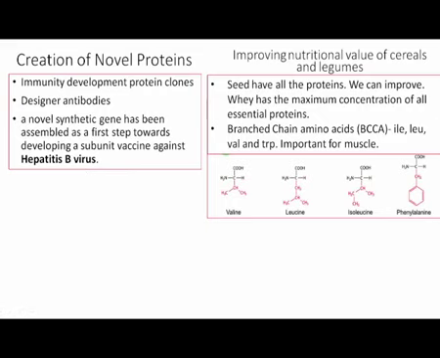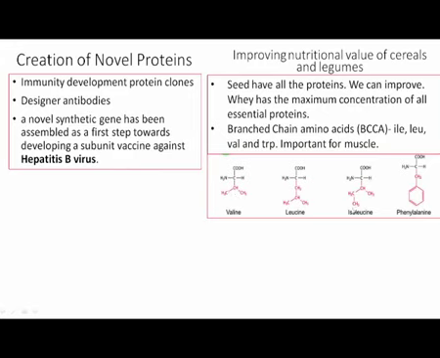Similarly, we can improve the nutritional values of cereals and legumes. So, cereal seeds and legume seeds that have all the proteins, we can improve them. Whey, for example, has the maximum concentration of all the essential proteins, and in these seeds we have the branched chain amino acids, also called BCAA, for example isoleucine, leucine, valine and tryptophan, whose structures are shown here.